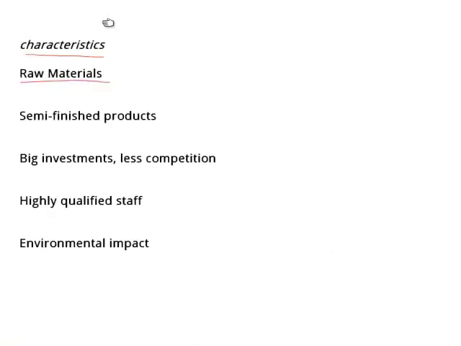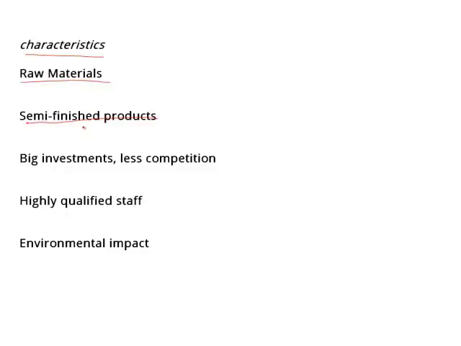Before we leave this section, let's briefly look at the characteristics we mentioned earlier. Remember, raw material is one of the characteristics. The vast majority of these industries work from different raw materials in the initial phases. In the basic industry, there are semi-finished products, so the basic industry produces semi-finished products that other industries then use for manufacturing the final product.